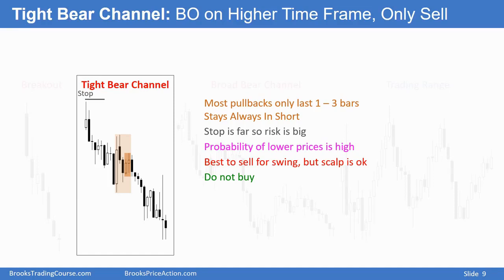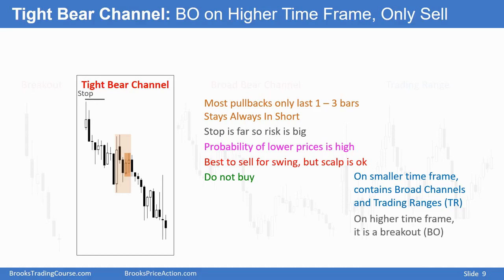Again, on a smaller time frame chart, this tight channel is a broader channel, and it has trading ranges, and if you go to a small enough time frame chart, it would even have brief bull trends. On a higher time frame chart, as I said, a tight channel like this is going to be a breakout, and you usually do not have to go to a very high time frame chart. If this is a 5-minute chart, you simply look at a 60-minute chart, and it's probably 2 or 3 consecutive bear trend bars, which is a breakout.